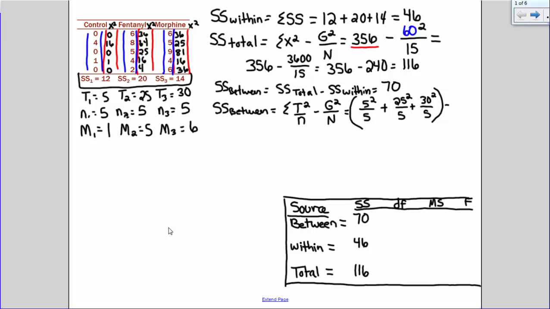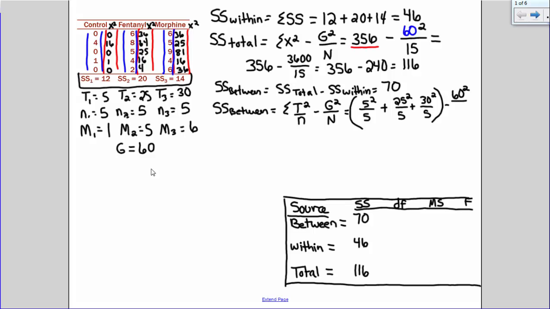we already found, right? And I'll just write it here again. But we already found it for sum of squares total, and it was equal to 60, which is the same as 5 plus 25 plus 30, right? Because these are all the totals for each group. Add them together, you get the total for the entire study. So G, the grand total, is 60.